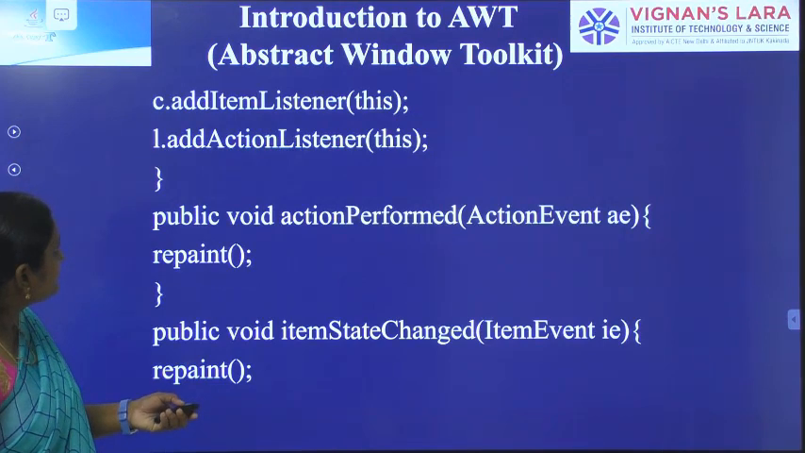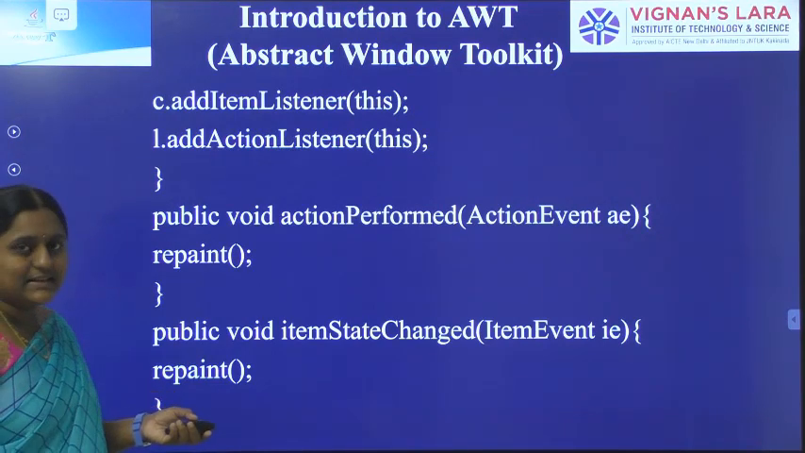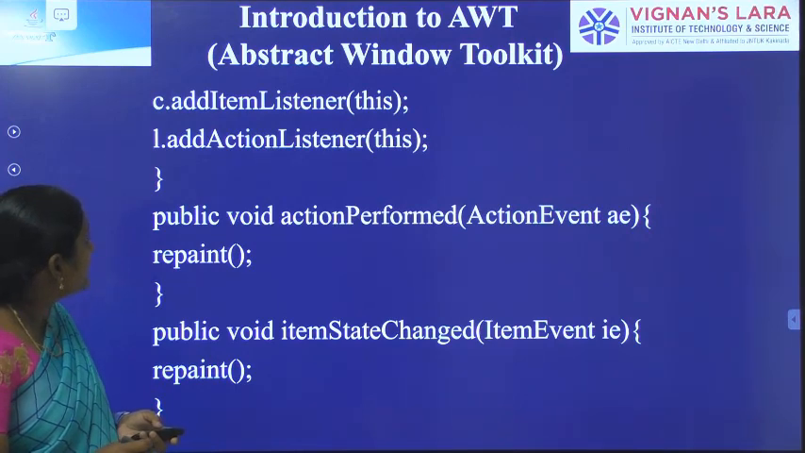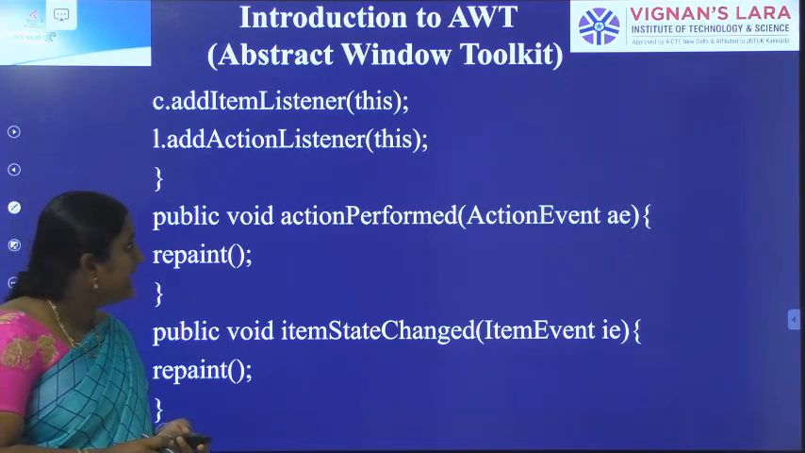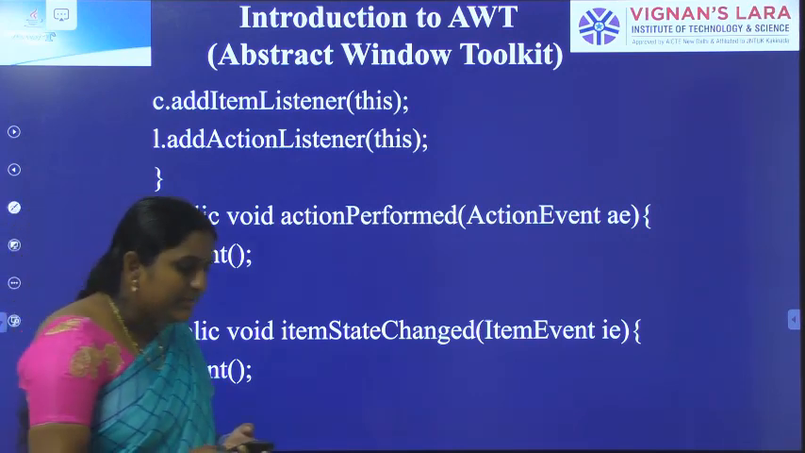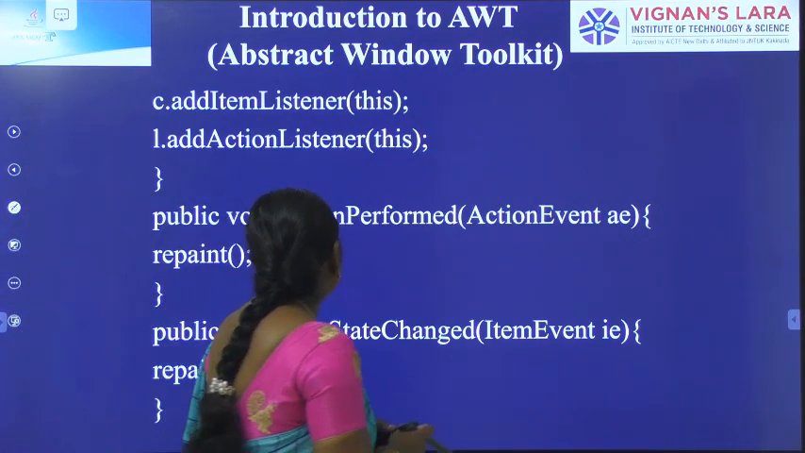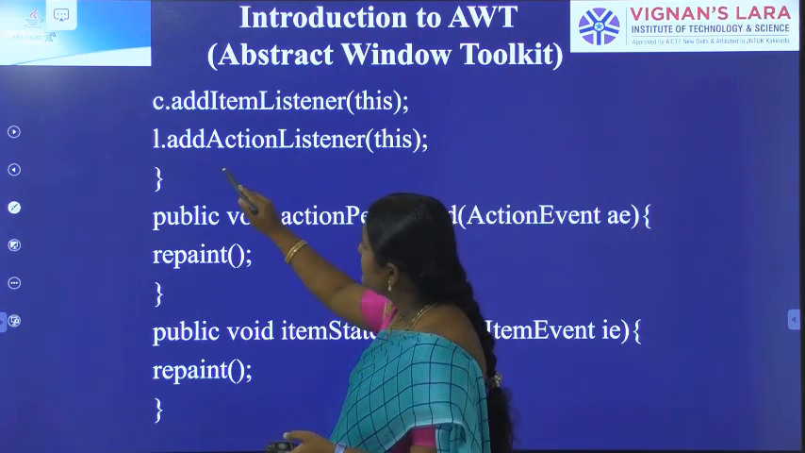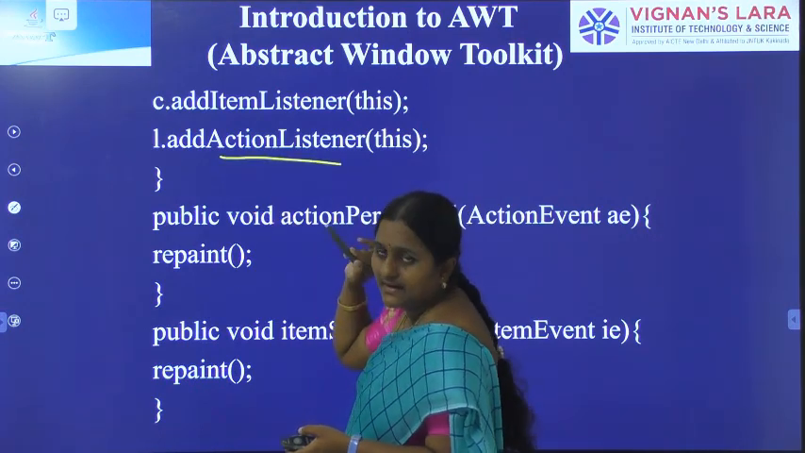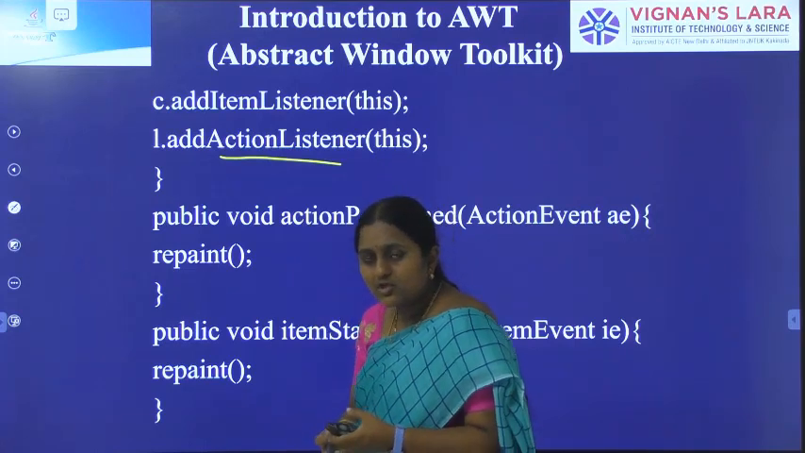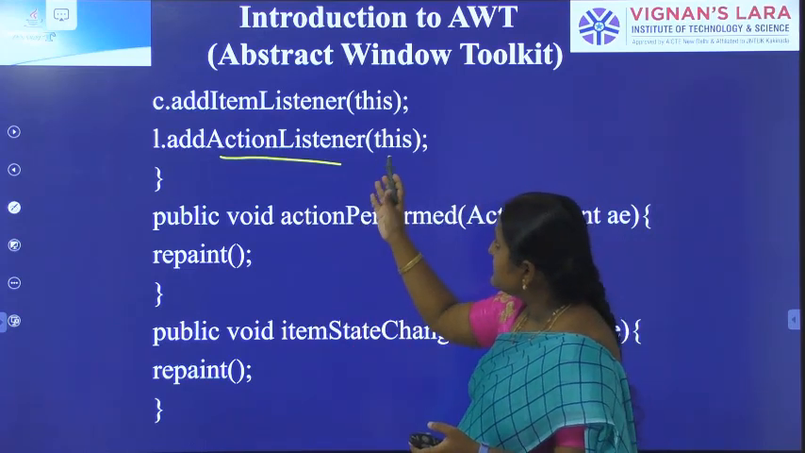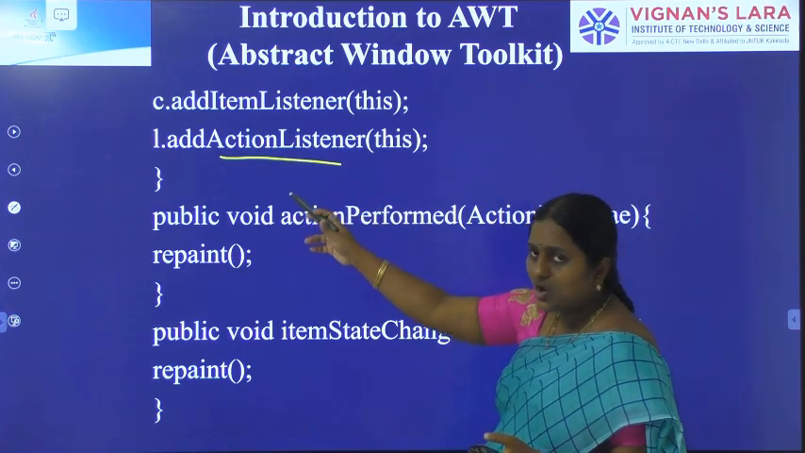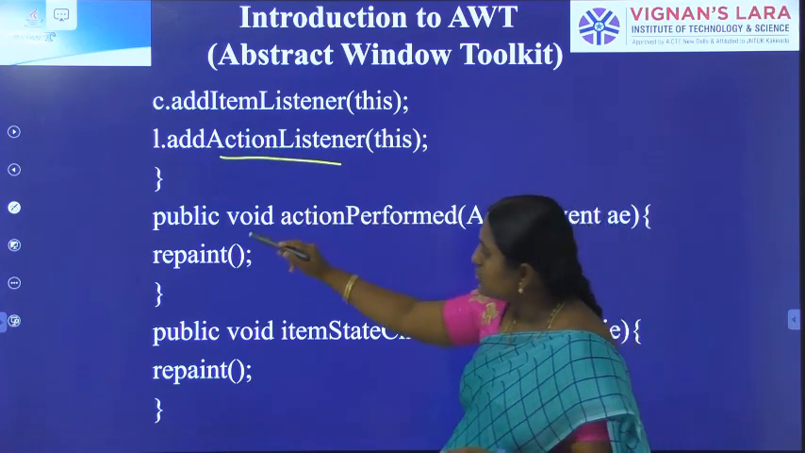Next one. We have to register the interfaces. Whenever a choice item is selected, an item event is generated. Whenever a list item is selected, which event could be generated? An action event could be generated. So we have to register interfaces also within the init method. So add item listener, add action listener, with the help of the C class object, choice class, list class. Then we close the init method.